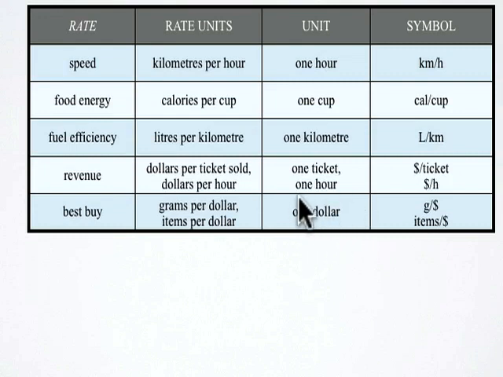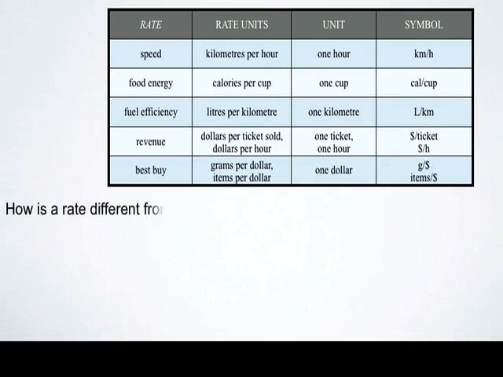And finally, the best buy, you want to look at grams per dollar or items per dollar, again, depending on the situation. But the unit is always $1. We want to know how much do we get for $1. And the symbol is grams per dollar or items per dollar.